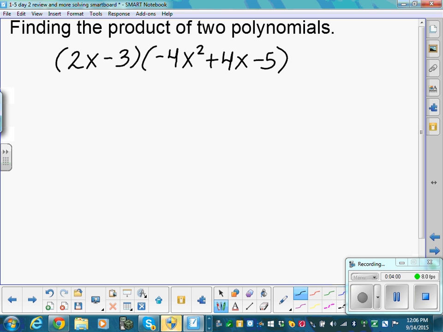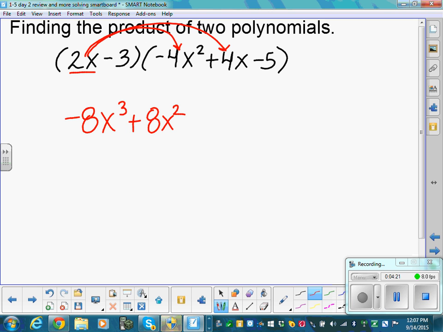So what I would do is I would first focus on this first term 2x, and I would distribute it through to every term over here on the right. So 2x times negative 4x squared is negative 8x cubed. Don't forget the cubed, it's negative 8x cubed. And then 2x times positive 4x is, careful, positive 8x squared. And then 2x times negative 5 is negative 10x. Now notice I distributed my 2x through to everything on the left, so I'm good with that.